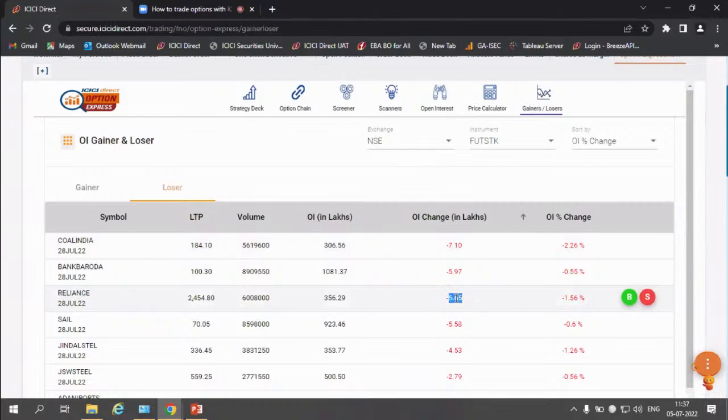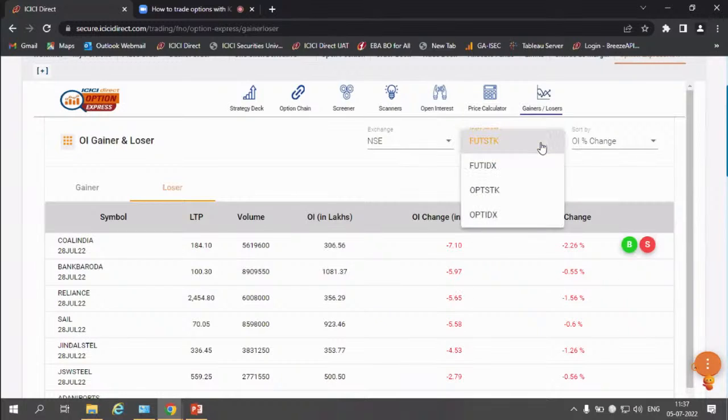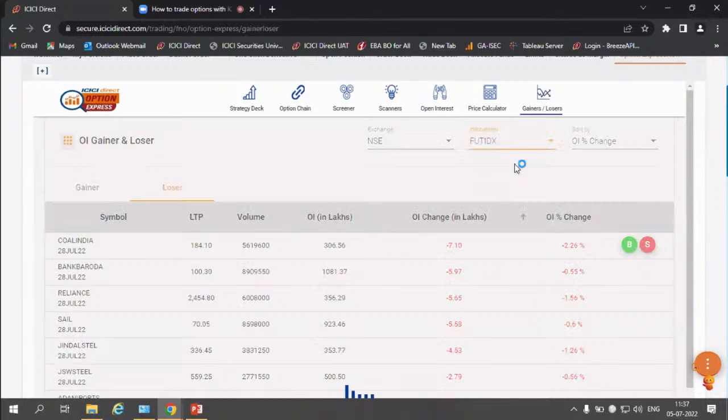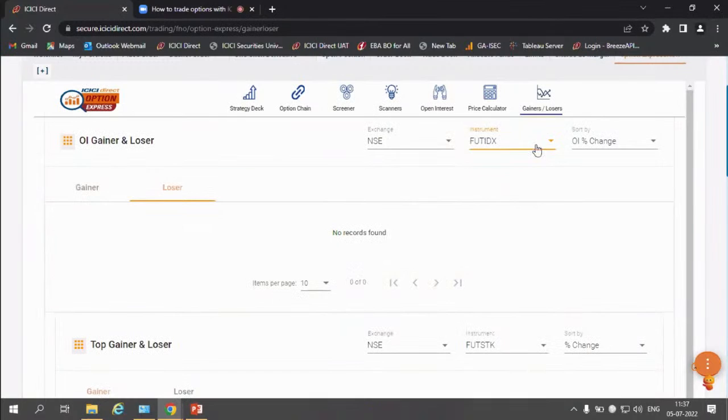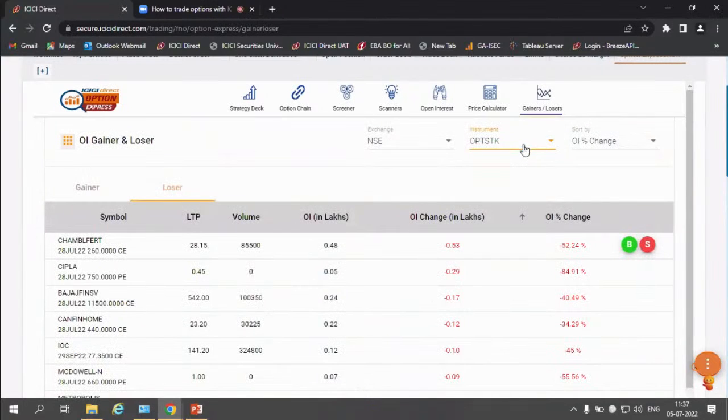So 7 lakh of open interest has actually dropped for this particular Coal India. Reliance 5.65 lakhs. So yeah, and if you want to trade it, you can even trade it directly from here. So this was actually for future stock. You can even do this for future index, where you'll be able to see Nifty and Bank Nifty, and option stock for all the option stocks available.